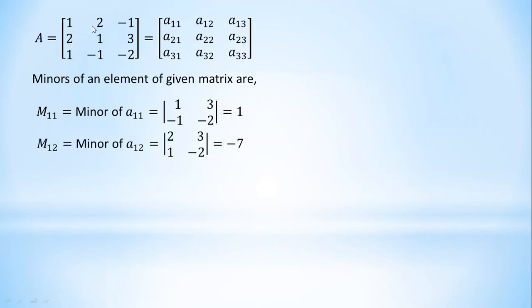Next, the minor of this element, that is the minor of A12. Remove this row and column, write the other elements. Other elements in this case are 2 3 1 minus 2. See here carefully, 2 3 1 minus 2. Now what is the determinant of this? 2 into minus 2, that is minus 4, and minus 3 into 1, that is 3. So minus 4 minus 3, that is minus 7. Okay, clear?